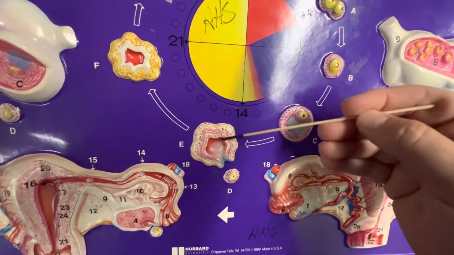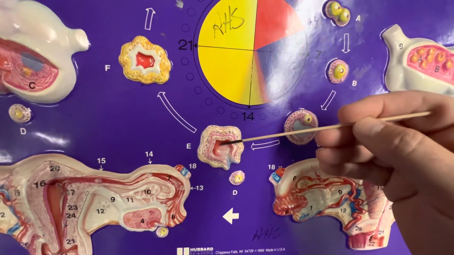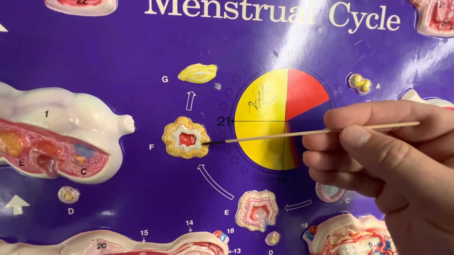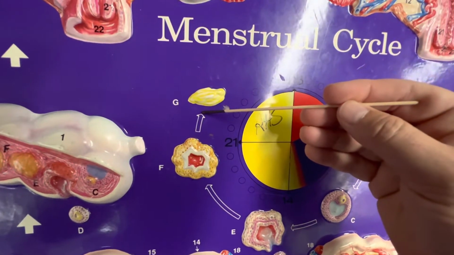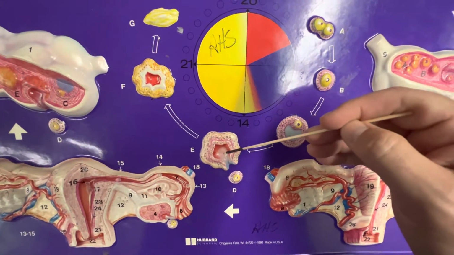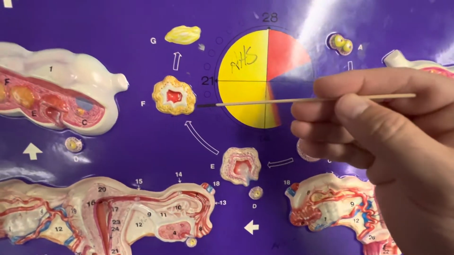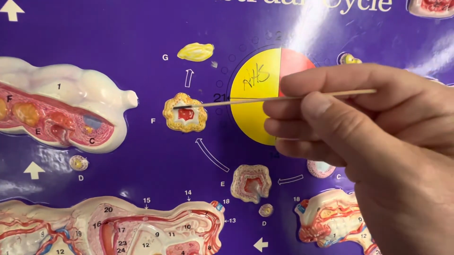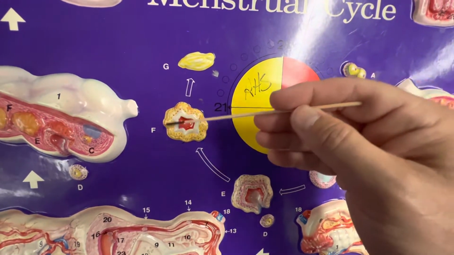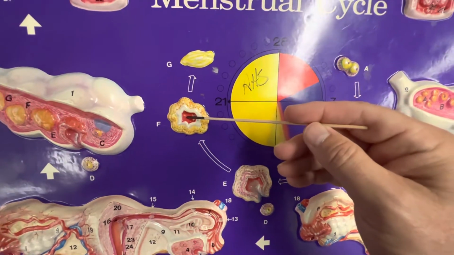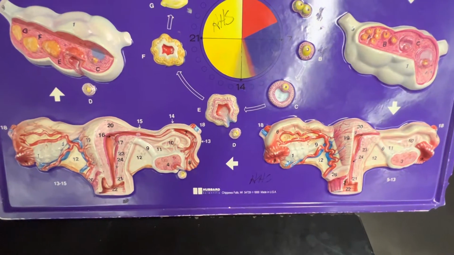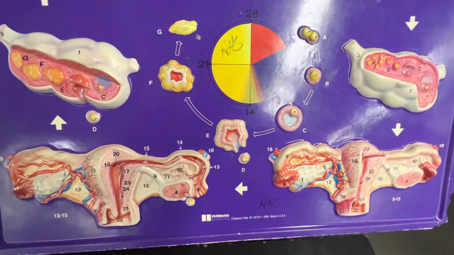And what we're left with is the corpus hemorrhagium. And then F is the corpus luteum. And then here you're left with the corpus albicans. Now here there's a hormone that spiked called luteinizing hormone that created ovulation. And then the corpus luteum is going to produce progestin or progesterone to help maintain a pregnancy. Okay? And those are some of the main structures that you should be familiar with.